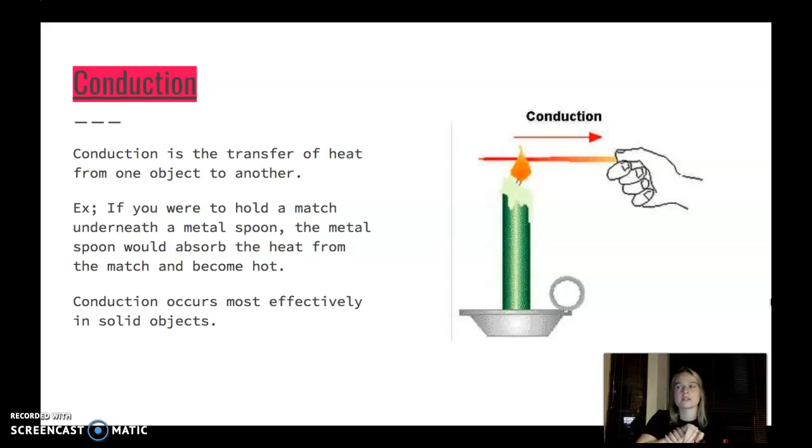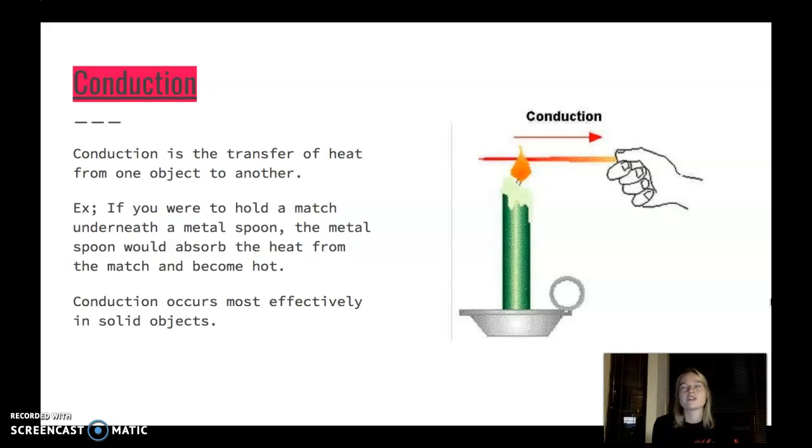So how many of your parents, when they start the car and they've been driving for a while, and you get to the mall, the engine's kind of hot. The car's putting off a lot of heat, right? So conduction is an example of that, basically the engine in the car getting hot because it's been running for so long.